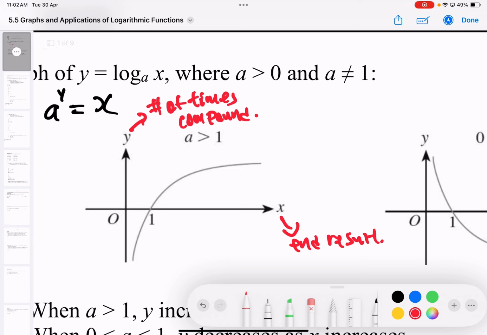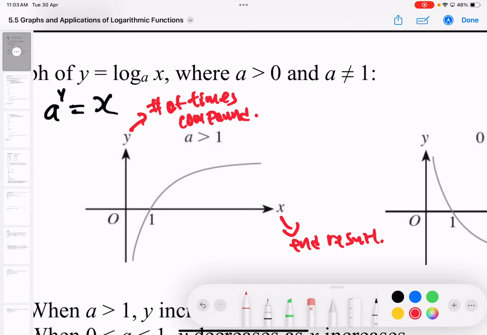If we know that, can we try to think about it? The more times we compound, especially when the base a is greater than 1, means the growth is positive. It means that it is compounding over time, getting larger and larger. So the more we compound, what do we expect the end result to be? Bigger and bigger. That's why we get this shape. The more we compound, we expect the end result to get bigger and bigger.